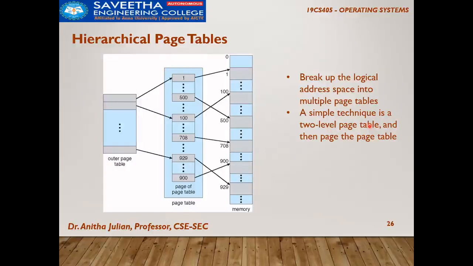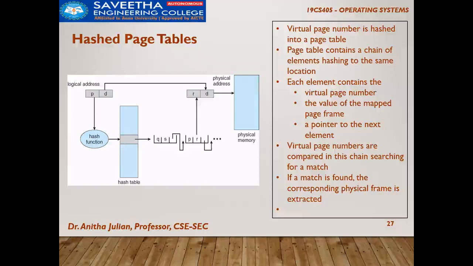So a simple technique is a 2-level page table. So we have only 2 levels. We have an outer page table, next an inner page table, and this is our physical memory. So this is the page table, and every entry in the table is again a table. That is what we are trying to say. So we can have levels of page tables like this. That is called hierarchical page tables.